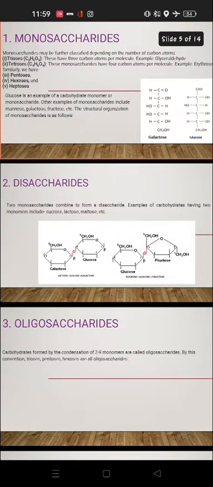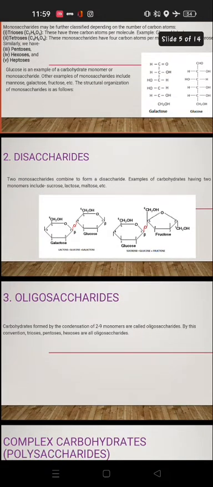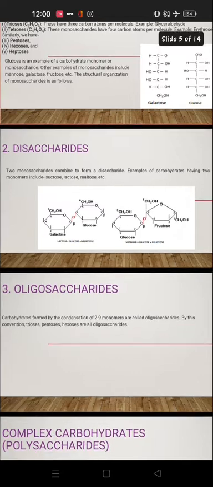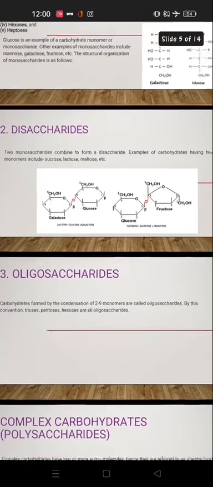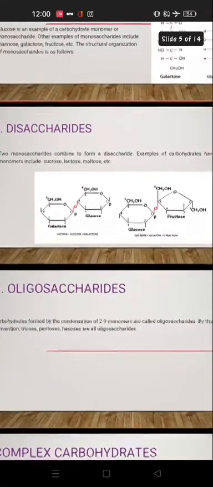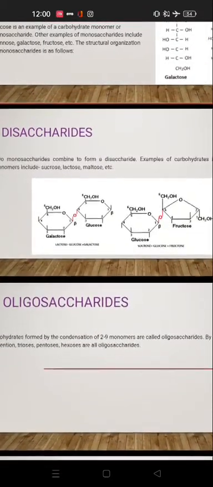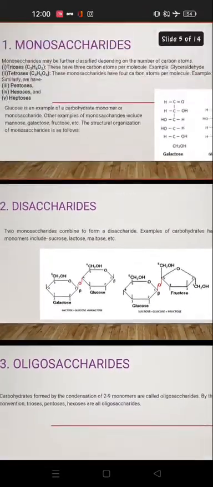Now we come to the disaccharides. When two monosaccharides combine, a disaccharide is born. Examples of carbohydrates having two monomers include sucrose, lactose, and maltose, etc. This is the basic structure of lactose and sucrose.